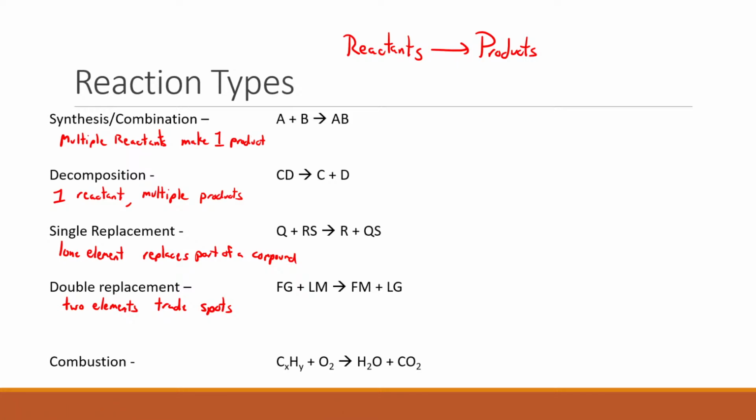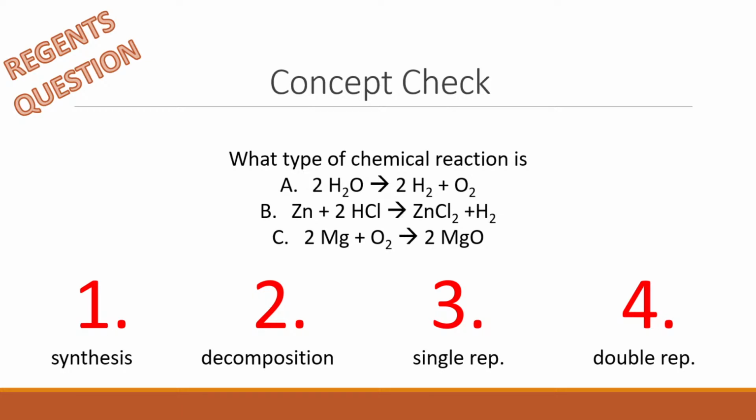Let's try to practice this a little. Let's take a look at these three reactions and see if you can correctly identify what each of them are. There are three different questions here, right? Reaction A is synthesis, decomposition, single replacement, or double replacement. Reaction B is synthesis, decomposition, single replacement, double replacement. Reaction C is synthesis, decomposition, single replacement, double replacement. Right, so three different answers, one for A, one for B, one for C.